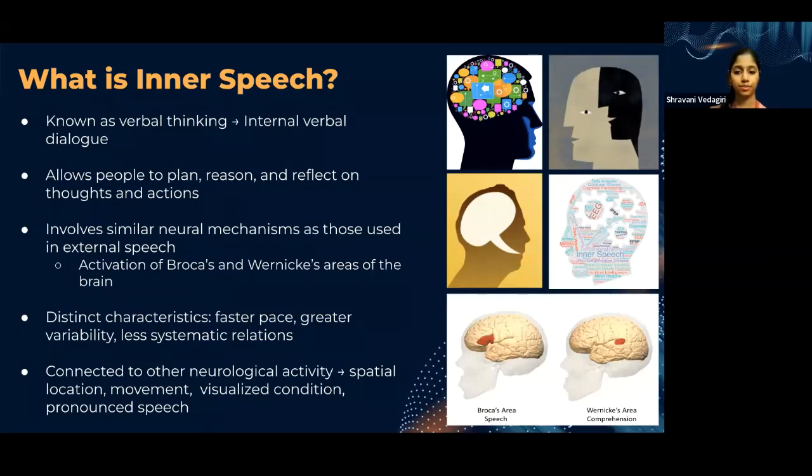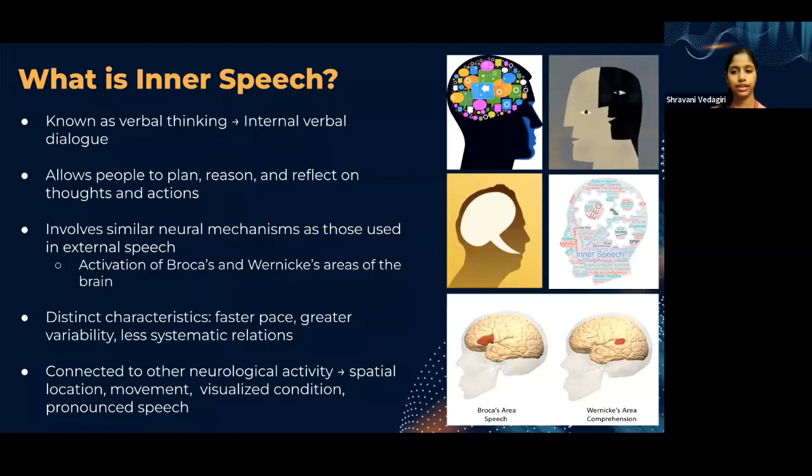Inner speech, also known as verbal thinking, refers to internal verbal dialogue that we engage in with ourselves. It is a form of private communication, and it is thought to be an important aspect of human cognition because it allows individuals to plan, reason, and reflect on their thoughts and actions. Inner speech can be spontaneous or intentionally controlled.